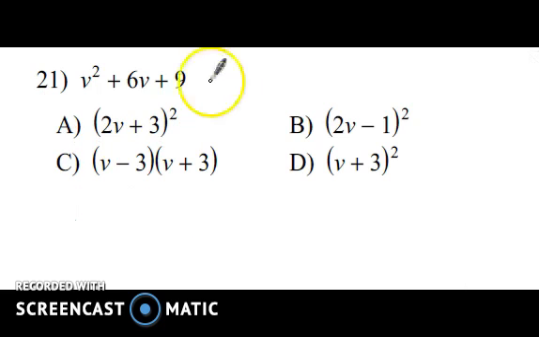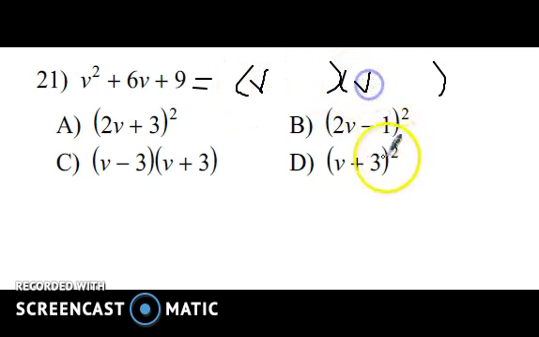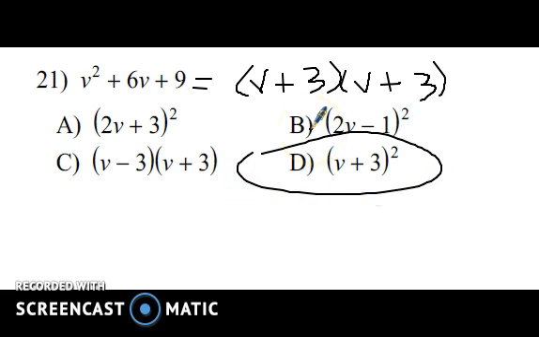Okay, so for our next one, I noticed right off the bat that there are no common factors. This is a trinomial that must be factored. V times V is V squared. Now, what two numbers multiply to make 9 and add to make 6? It's 3 times 3, so a plus 3 and a plus 3. So we have V plus 3 times V plus 3, which is V plus 3 squared.